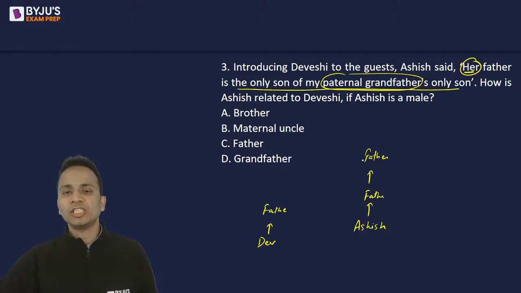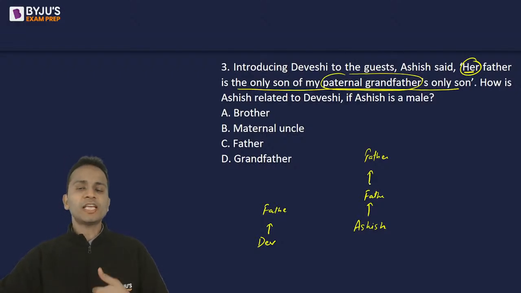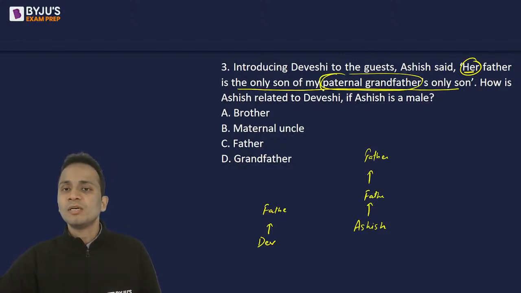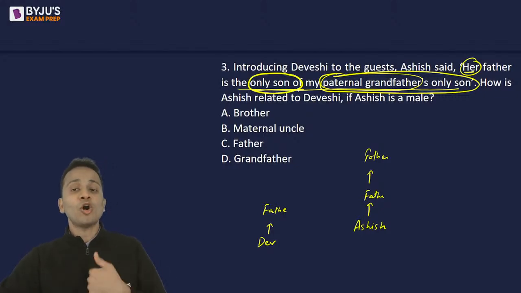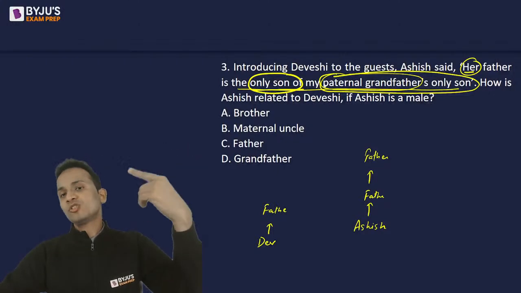Okay, this will be Ashish's grandfather. Ashish's paternal grandfather's only son. So Ashish के paternal grandfather का only son कौन होगा? Ashish का father होगा. So Ashish's paternal grandfather's only son will be Ashish's father. And his only son. So now come back to this.